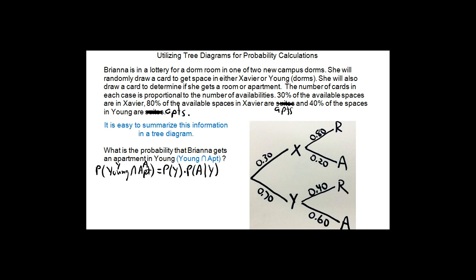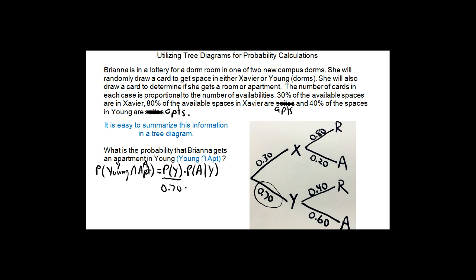Well, what is the probability of Y? What's the probability of getting into Young? Well, the probability of getting into Young is 0.70. I can read it right off the tree diagram. Times. Now, what's the probability of A given Y? In other words, what's the probability of getting an apartment given that the student got into Young?